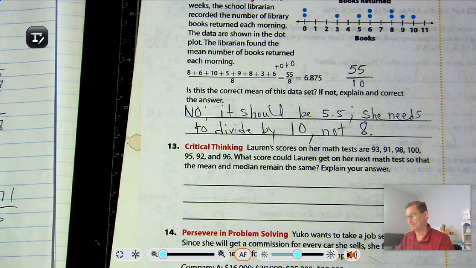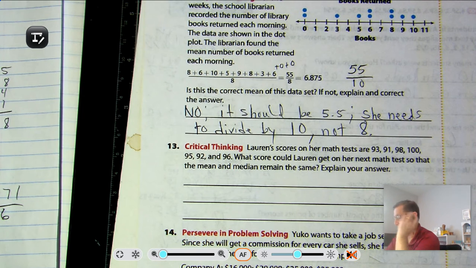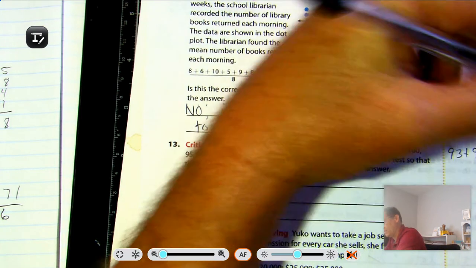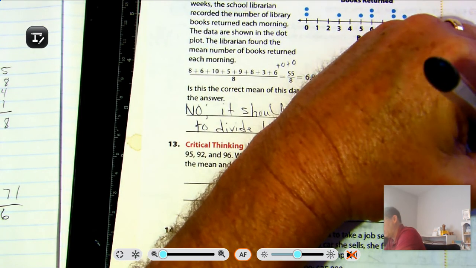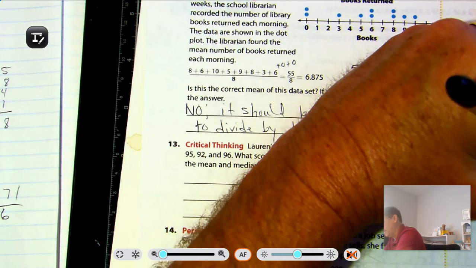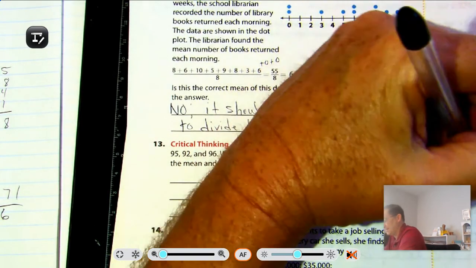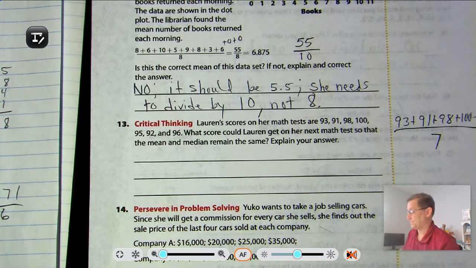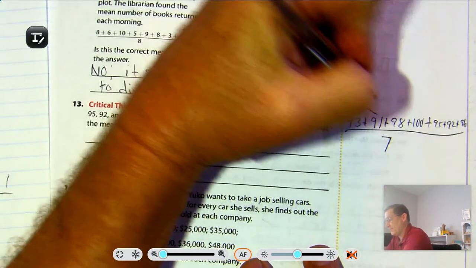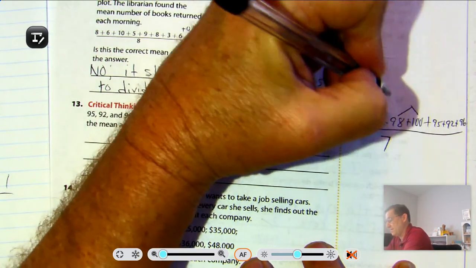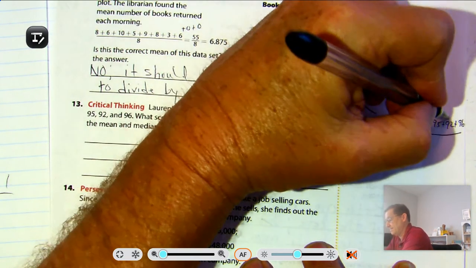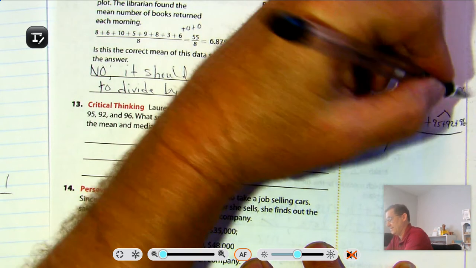All right, 13. Lauren's scores on her math tests: 93, 91, 98, 100, 95, 92, 96. What score could Lauren get on her next math test so that the mean and median remain the same? Okay, so let's see. We need to divide that by 7. 93 and 91, that's 184, 198, 187, and then 96.